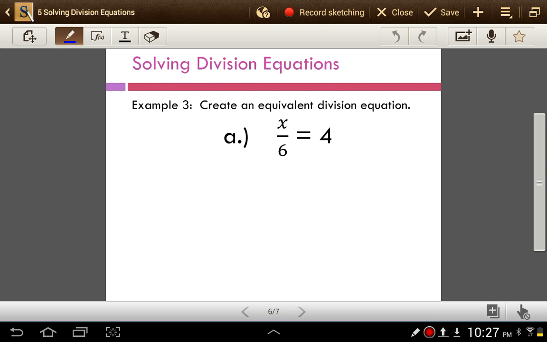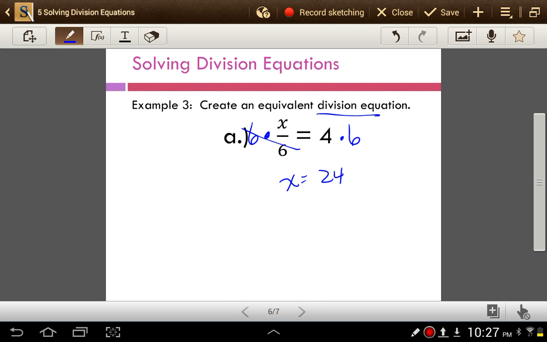So again, I have x divided by 6, so I'm taking my variable and dividing by 6, so the inverse is going to be to multiply by 6. Multiply both sides by 6, and I get x equals 24. I'm going to write another equation where x equals 24. And again, I want it to be in a division equation. I'm going to give you two examples.